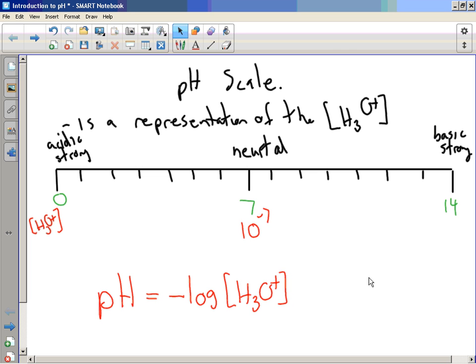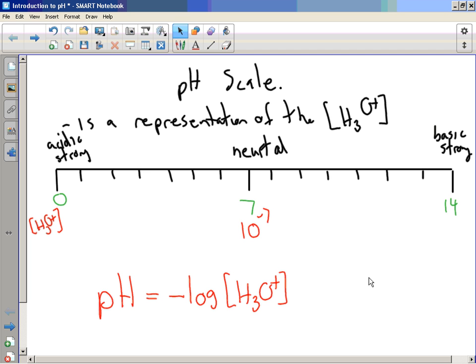So yesterday, yesterday I introduced you to the pH scale. You're welcome. So yesterday I introduced you to the pH scale.